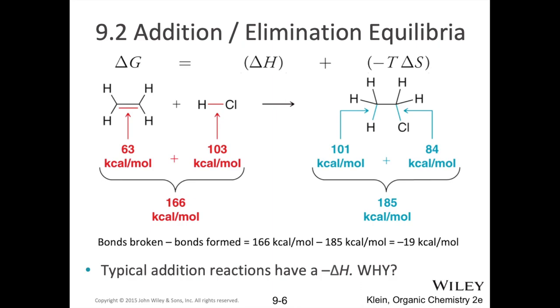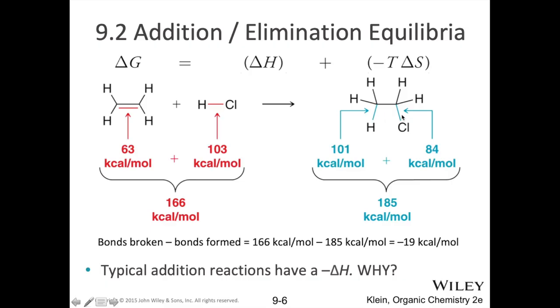What bonds are we breaking and what bonds are we forming? In our alkene, we're going to break this pi bond, and we're also going to break the sigma bond between our hydrogen and our halogen. To make our products, we're forming two sigma bonds, a carbon-hydrogen bond and a carbon-halogen bond. Notice again, we're breaking a pi and sigma bond, but we're forming two sigma bonds.